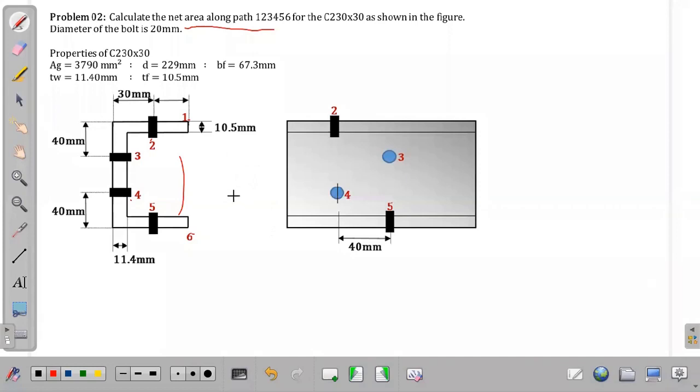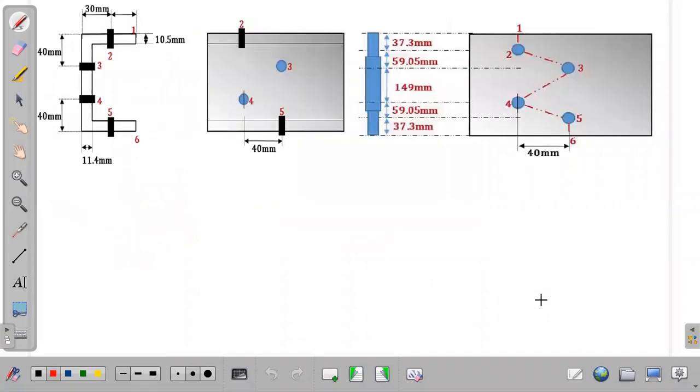Since this is the given, the first thing we have to do is convert our channel section into its equivalent plate for easier analysis. So we convert the given C-section, channel section, into its equivalent plate. How do we convert this into its equivalent plate? This will be the equivalent plate. Where did the 37.3 come from? Where did the 59.07 and the 149 come from?